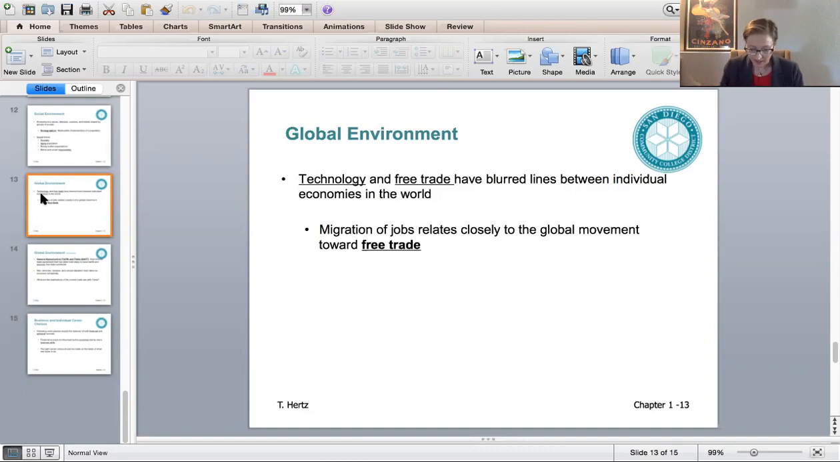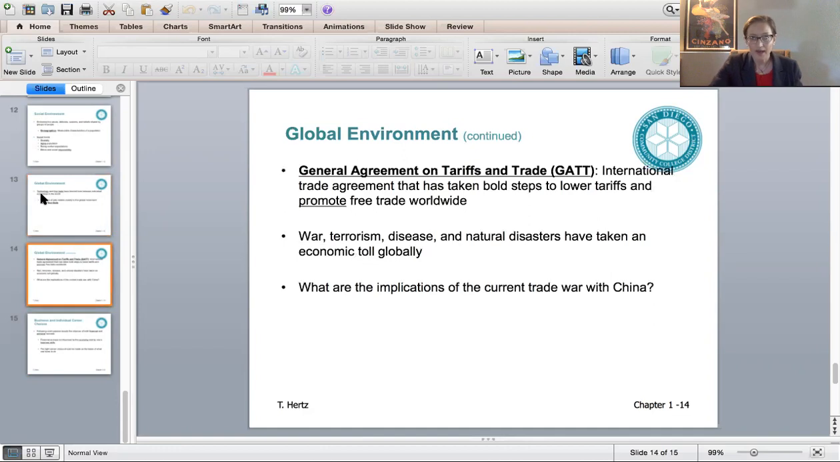We'll look at GATT, the General Agreement on Tariffs and Trade, which is a trade agreement that was signed by 125 countries, and it lowers taxes on imports, and essentially is there to reduce trade restrictions. So GATT, like I said, there's 125 countries that have signed that trade agreement.